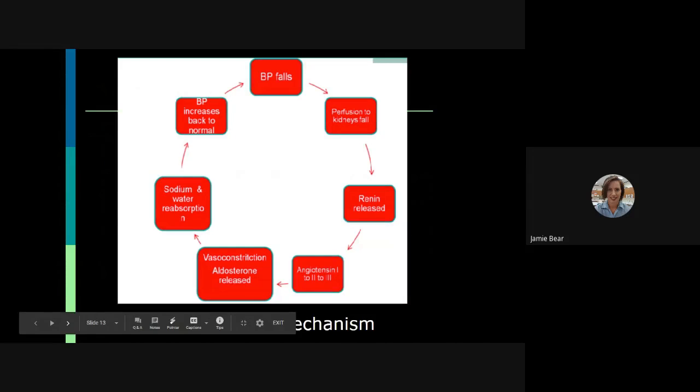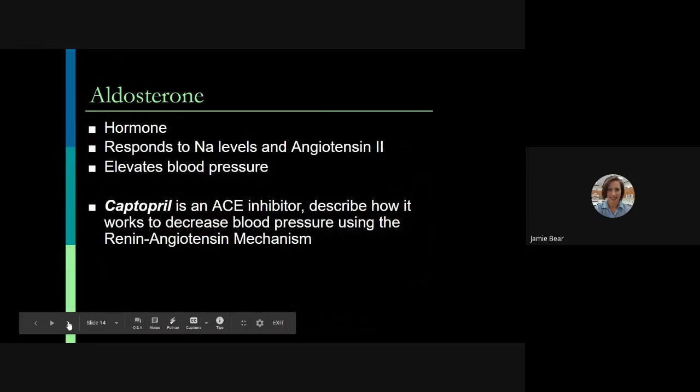So here we go. If our blood pressure falls, the perfusion to the kidneys will fall. Renin, the enzyme, will be released, and it will have angiotensin 1 convert to 2, convert to 3, with a net product of vasoconstriction and the release of aldosterone. And when that aldosterone gets released, sodium and water will be reabsorbed. That, along with vasoconstriction, will increase our blood pressure back to the normal range.